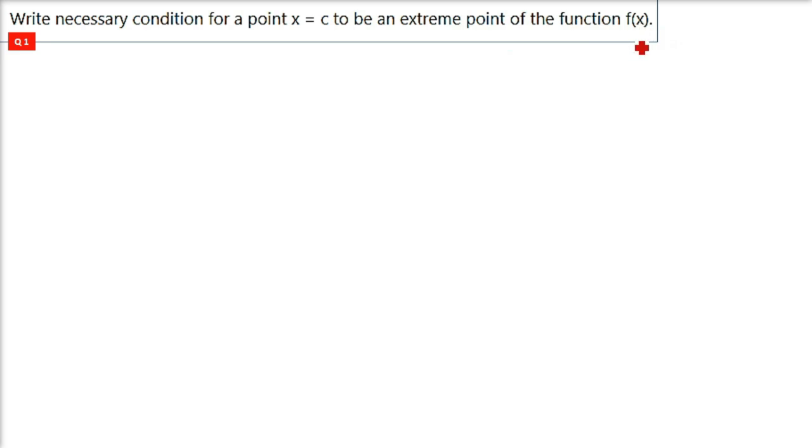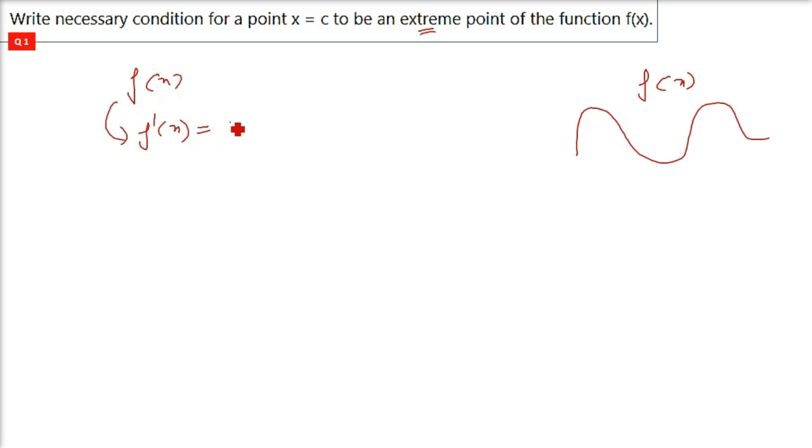Now there are certain things you need to understand: necessary condition, sufficient condition, necessary and sufficient condition. If you draw or imagine a function, what is the extreme point? These extreme points are nothing but the critical points. The critical points are where the slope is 0. Wherever the slope is 0, those are the extreme points or the critical points. So you have f(x), you differentiate it to get f dash x and then equate it to 0. This f dash equals 0 is the necessary condition.